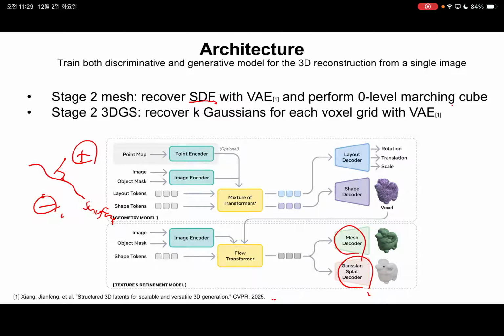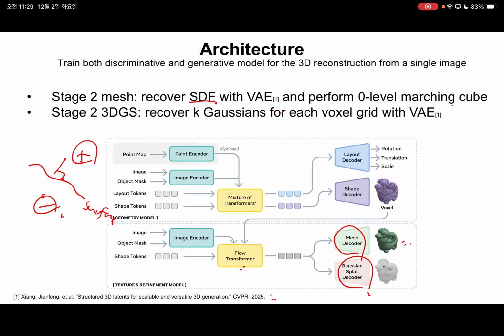We learned this one also. We have SDF, and then we are trying to get a surface whose SDF value is 0. That is zero level marching cube. So we first recover SDF with the flow transformer and VAE of this work, and then perform zero level marching cube to get mesh. So by using SDF as the intermediate representation, we can avoid this kind of topology issue, even if we use mesh in a neural network.